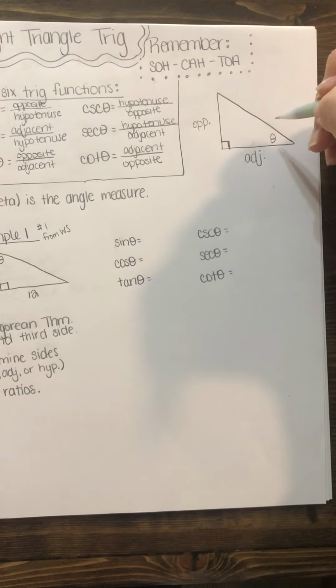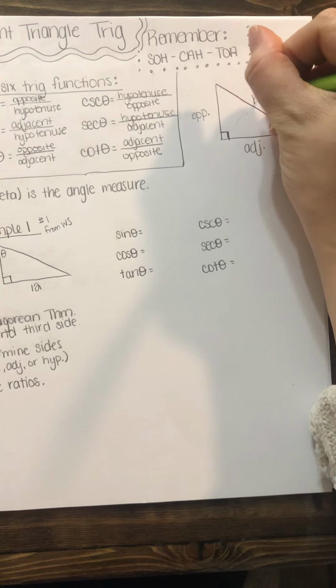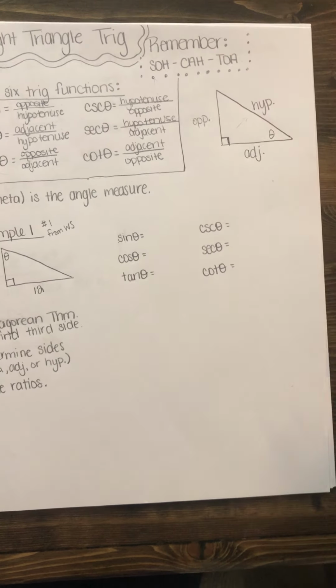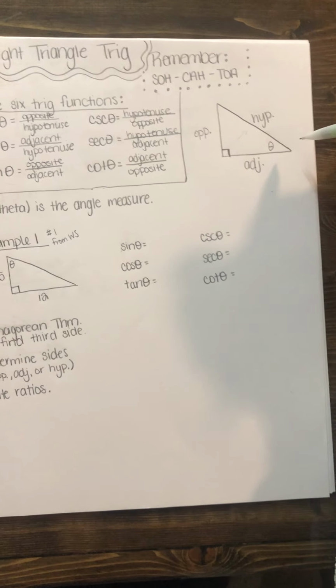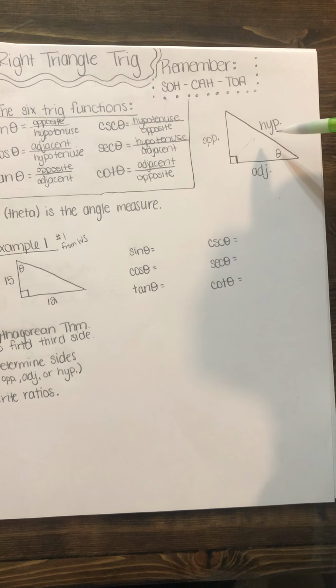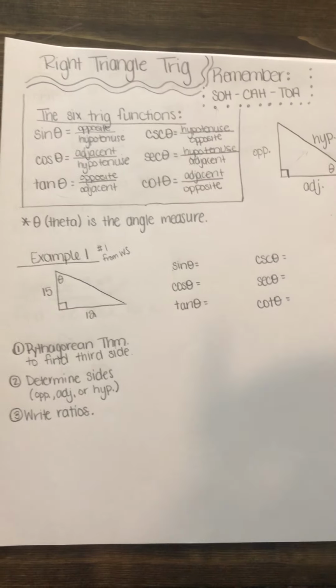And we know that our hypotenuse is always across from the right angle. So that's just basic triangle stuff there. You know the hypotenuse is the longest side, and it's always across from the right angle. So if you can remember these, then everything should be perfect.